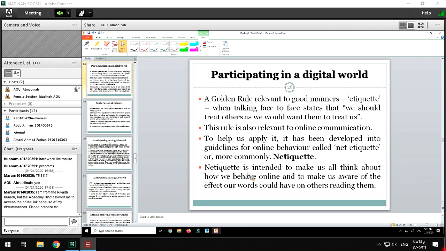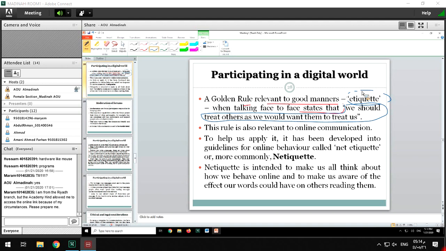Okay. Now here it says a golden rule relevant to good manners is called etiquette. When talking face to face, it states that we should treat each other as we would want them to treat us. Fine. So if you look into this, we must treat others as we want them to treat us. Right. So the golden rule here is to learn the etiquettes of participating.